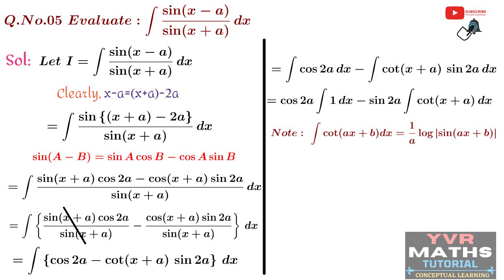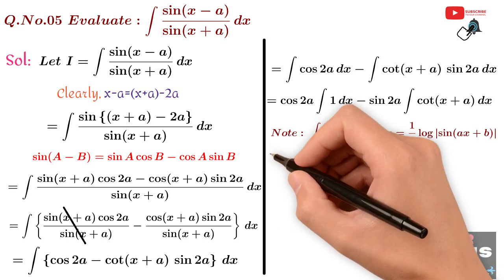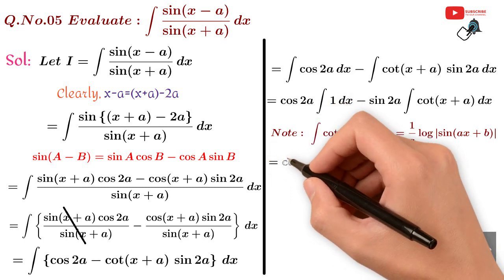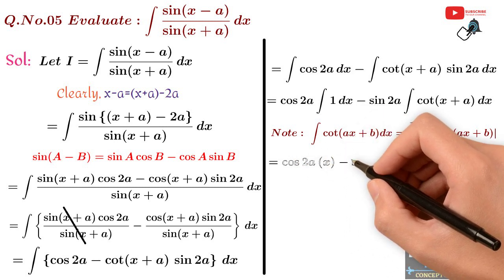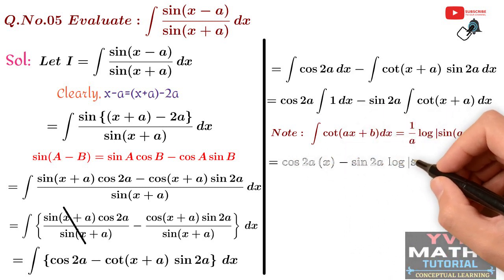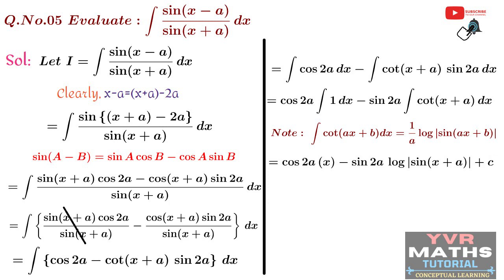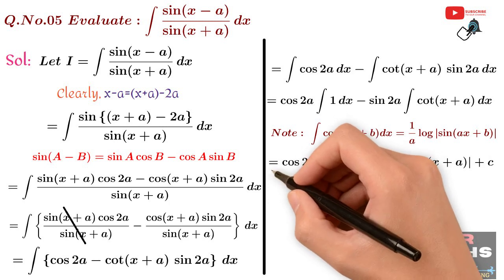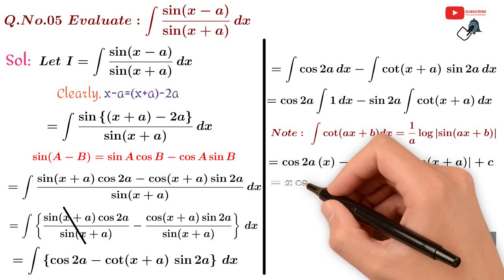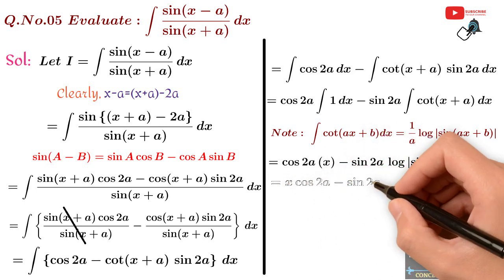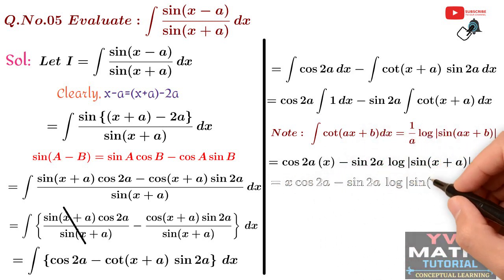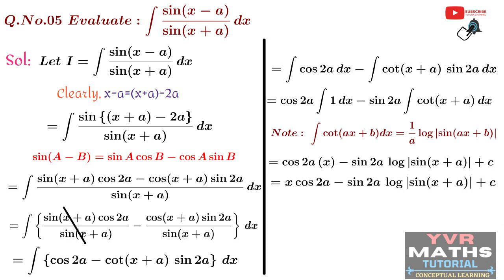So if we apply these two formulas here, then the next step is cos 2a into x minus sin 2a into log modulus of sin of x plus a plus c. If we simplify this, the next step is x into cos 2a minus sin 2a into log modulus of sin of x plus a plus c. So this is the final answer for the given integral. I hope you understand.